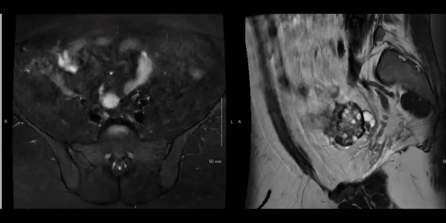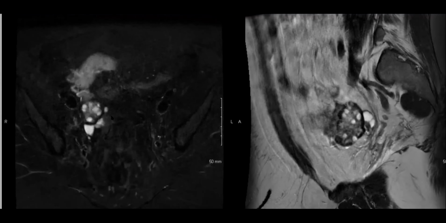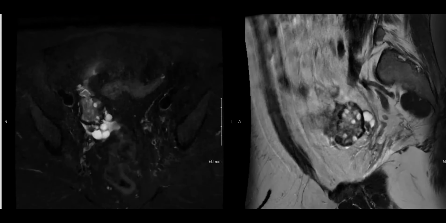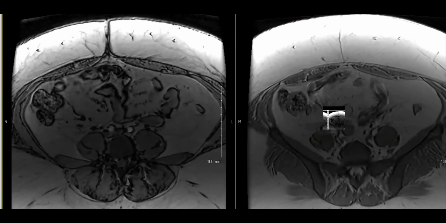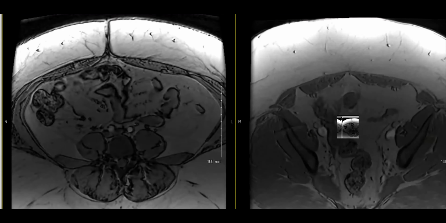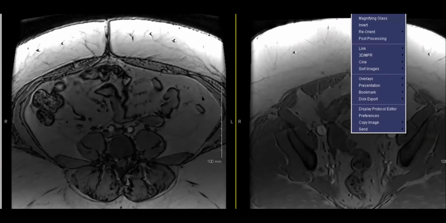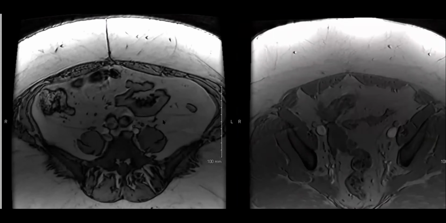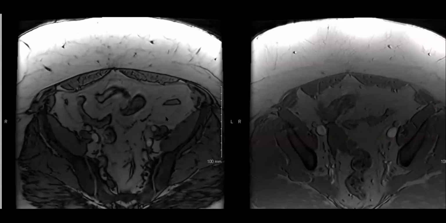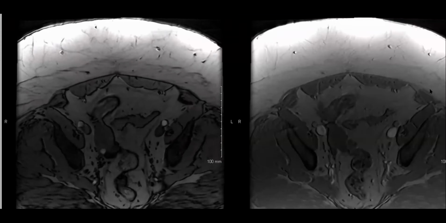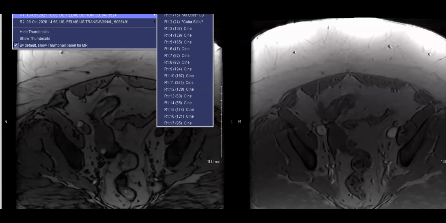We see it on all sequences, on all T2 sequences. It doesn't bloom on the in-phase and out-of-phase images. With the long echo out-of-phase, you can see that there's really no blooming, so it's not some sort of weird iron deposition. And then the enhancement pattern was relatively preserved.